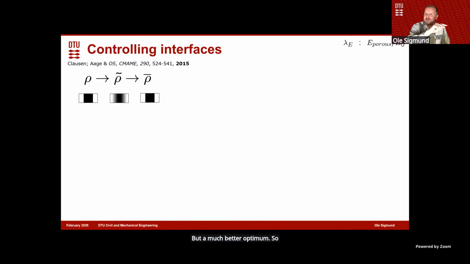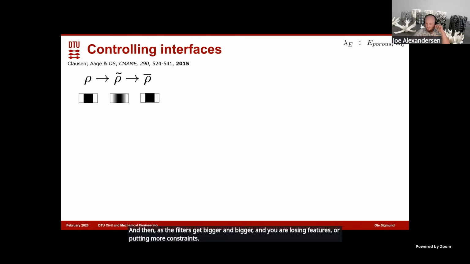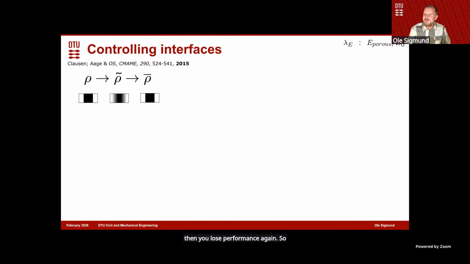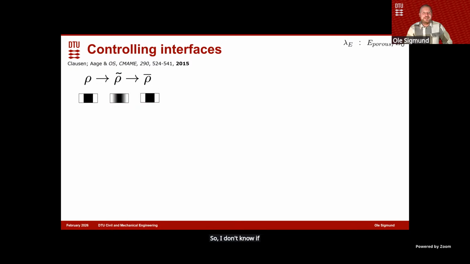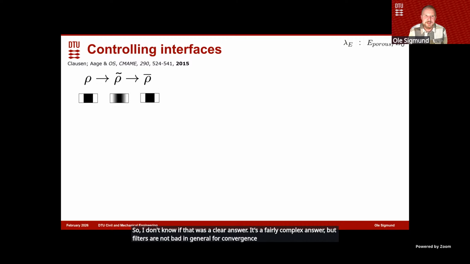If you start with no filtering, then you get a bad performance. Then you introduce filtering and you first improve performance. And then as the filters get bigger and bigger and you're losing features or putting more constraints, you lose performance again. So there's a sweet spot of filters helping you and not causing too much damage. I don't know if that was a clear answer. It's a fairly complex answer, but filters are not bad in general for convergence in topology optimization. On the contrary.